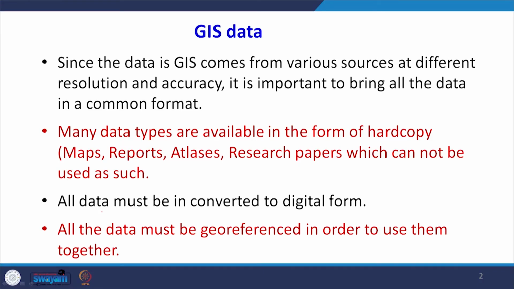We have lots of hard copy data which could be available in the form of maps, reports, atlases, research papers, which we want to really use in our analysis, but they are available in the paper format. So this data has to be first converted into digital forms. There could be several satellite images, aerial photographs, photographic data. This is all first converted into digital form and georeferenced together with the other data products in order to use it.